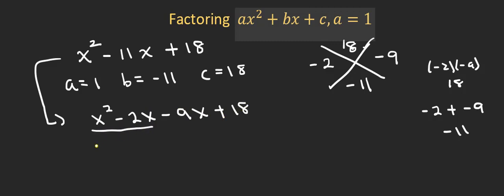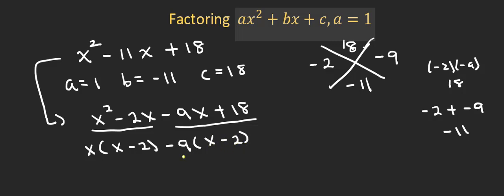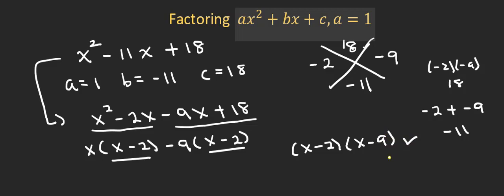What is a common factor of these two? x. Take out x, you get x minus 2. What about these two? It's going to be negative 9. So you take out negative 9, and you get x minus 2. What is a common factor here? You've got x minus 2. Take out x minus 2, and you're left with quantity x minus 9, and that is your answer.